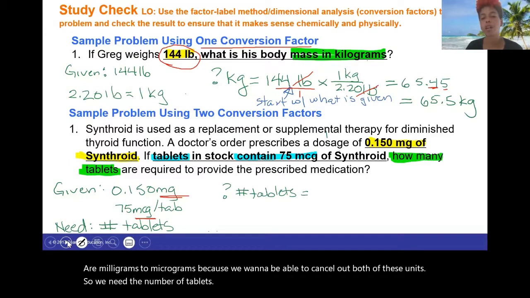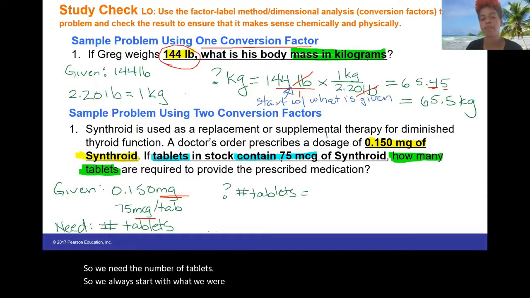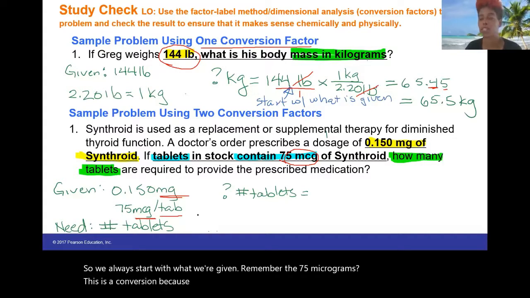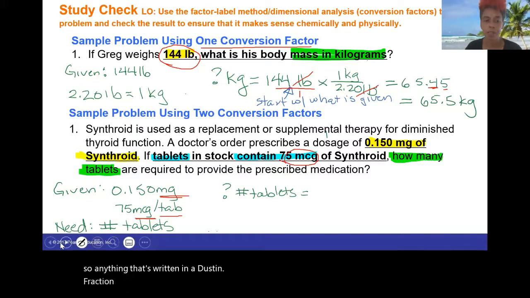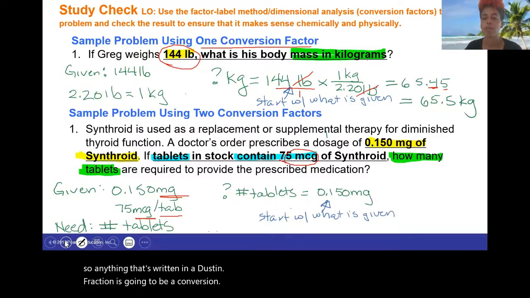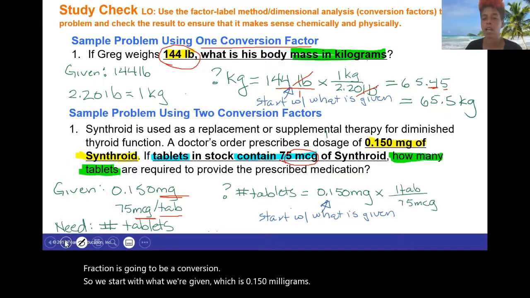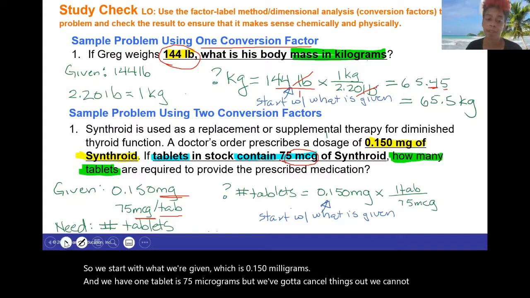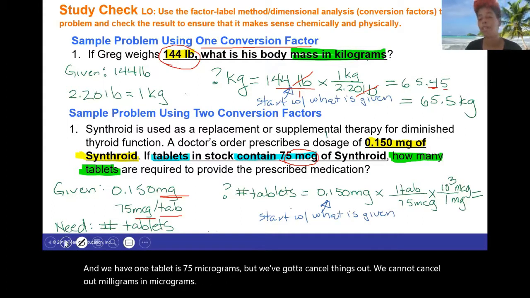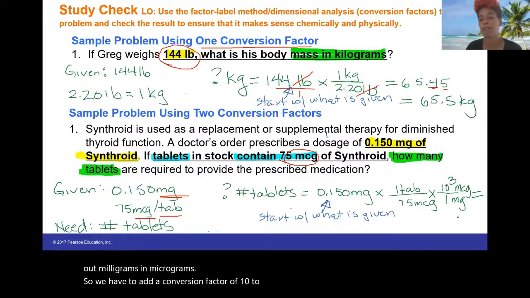So we need the number of tablets, and we always start with what we're given. Remember, the 75 micrograms is a conversion because it's per tablet. Anything that's a per, anything that's written as a fraction, is going to be a conversion. So we start with what we're given, 0.150 milligrams, and we have one tablet is 75 micrograms, but we've got to cancel things out. We cannot cancel out milligrams and micrograms, so we have to add a conversion factor of 10 to the 3 micrograms per milligram.